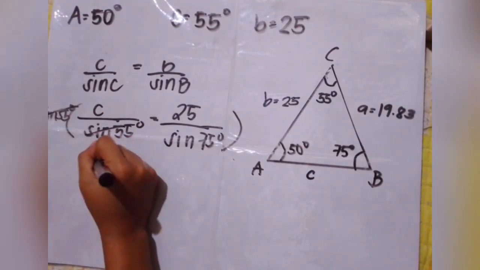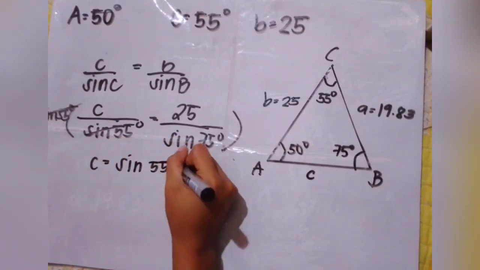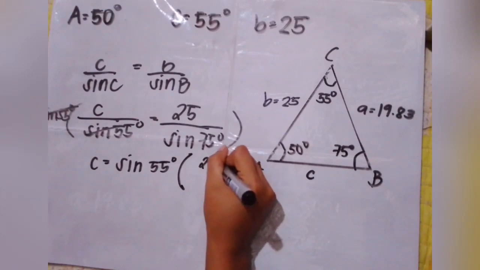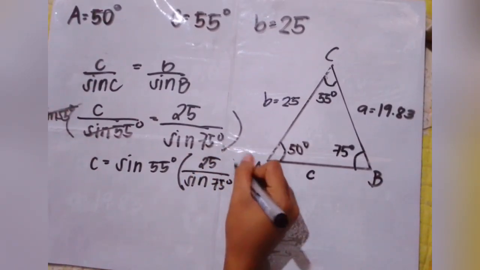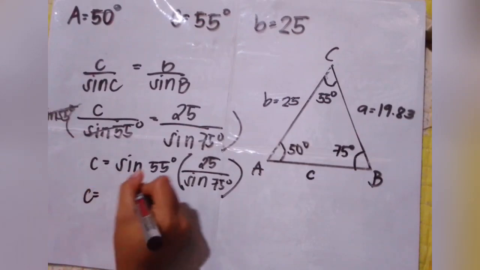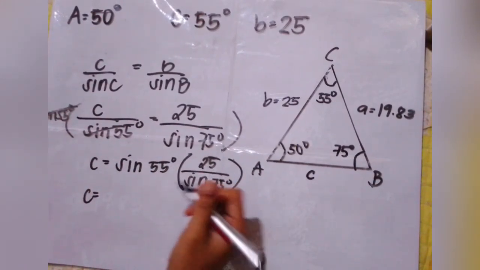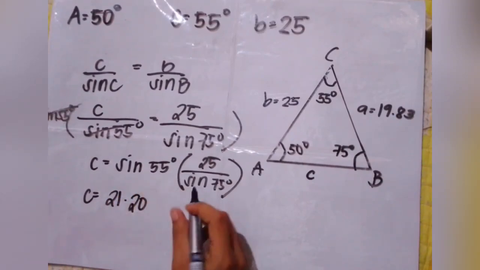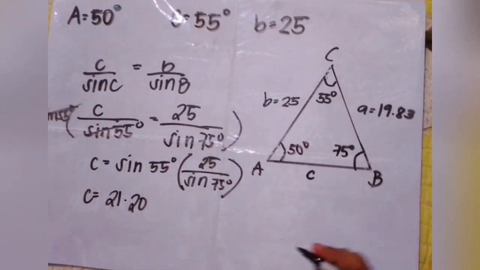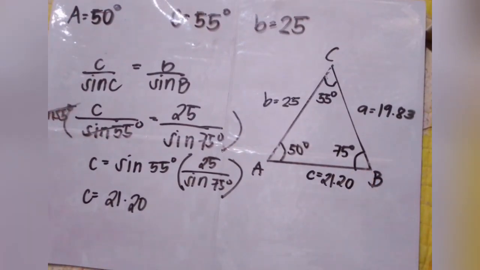Then cancel. Side C is equal to sine 55 degrees times 25 over sine 75 degrees. Sine 55 degrees times 25 over sine 75 degrees is equal to 21.20. Therefore, our side C is equal to 21.20.